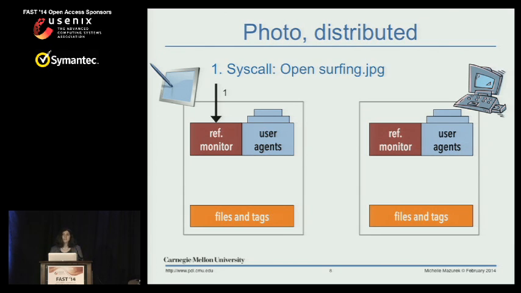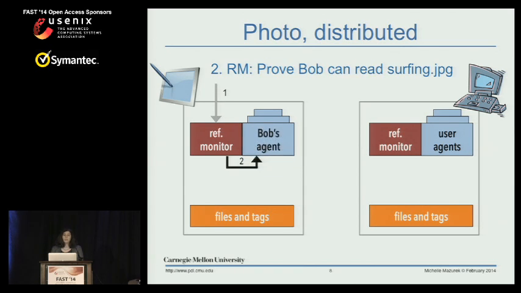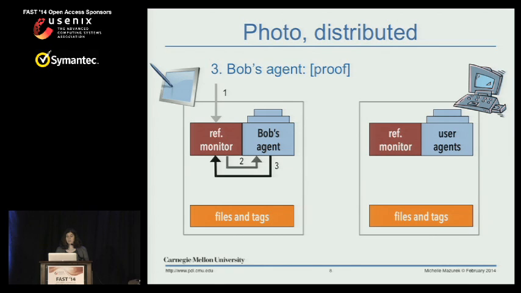When Bob tries to open this photo, it creates a system call to open the surfing photo. The reference monitor will intercept that system call and create a challenge. And it will send that challenge to Bob's user agent and say, prove that you can have access to this photo. Bob's agent will construct such a proof and send it back to the reference monitor to be verified. Assuming that the proof is valid and is verified correctly, the reference monitor will then allow the access to go forward, and it will look in the object store for that photo.